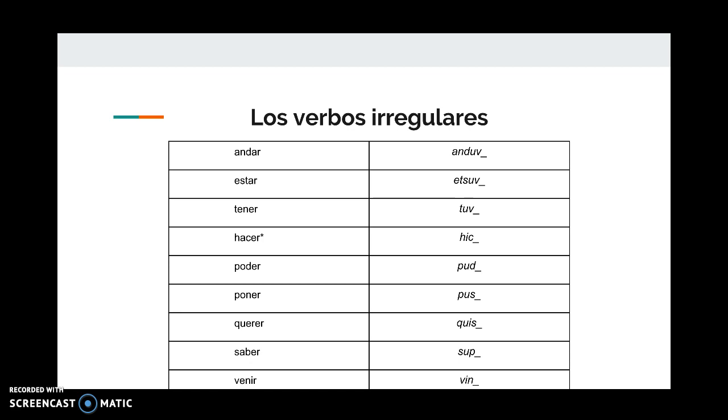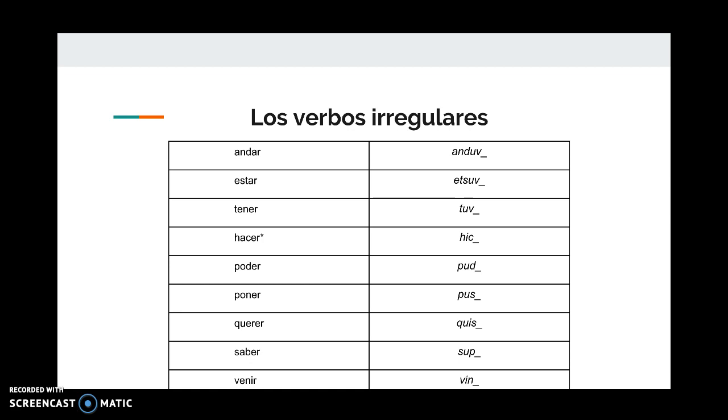Poder means to be able to, and the strange stem is pud. Poner is to put or to place. The strange stem is pus. Querer, to want. The strange stem is quis. Saber means to know, but in the preterite, it actually means to find out. So when we use saber in the preterite, we're saying to find out. The strange stem is sup. And venir, to come. The strange stem is vin.